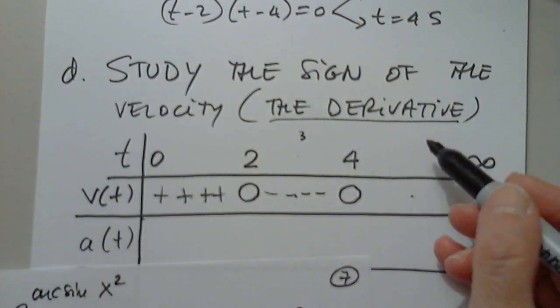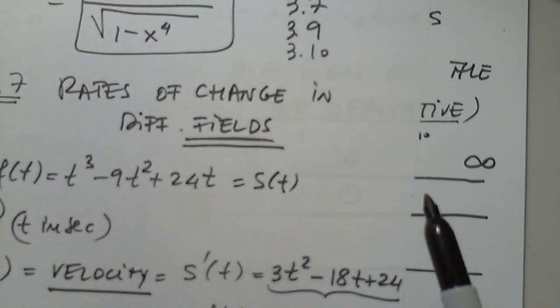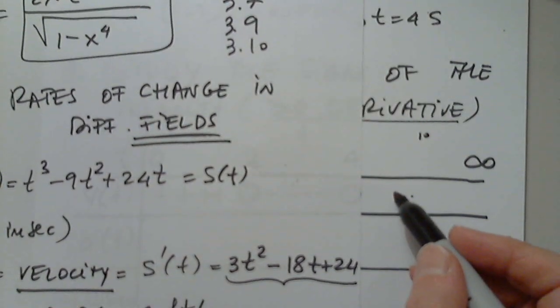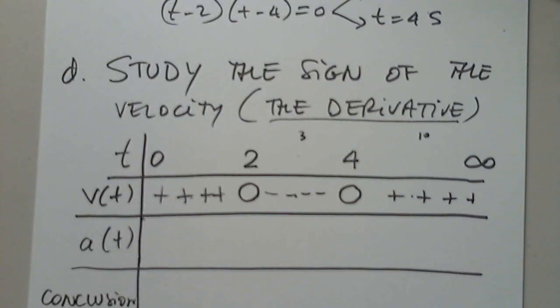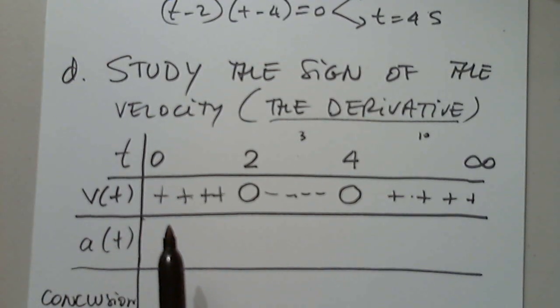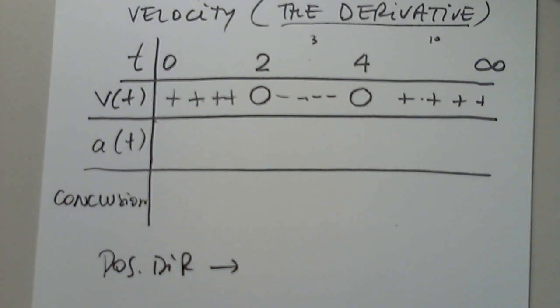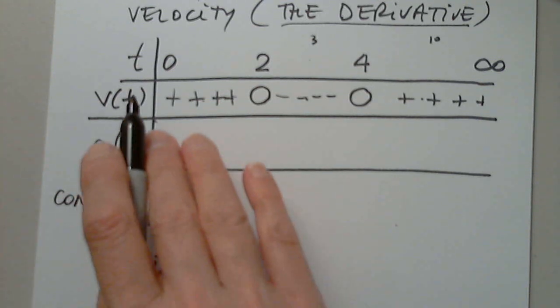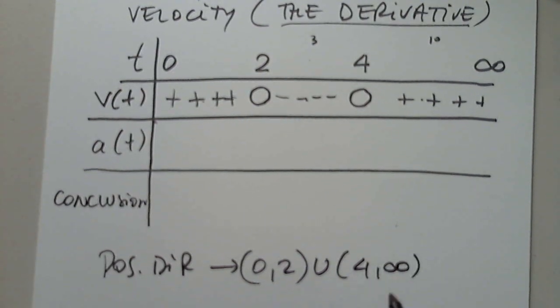That'd be negative. Perfect. And let's say we plug in 10. I don't need any number. I just need the sign here. I'm getting positive. Absolutely. So, when is the particle moving in the positive direction? When it's less than 2 or greater than 4. On 0, 2, union 4, infinity.